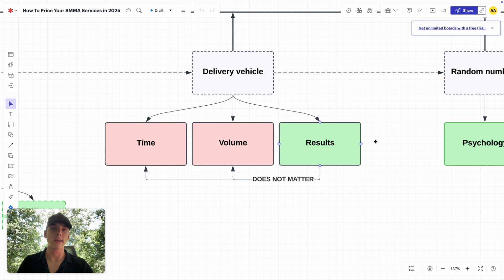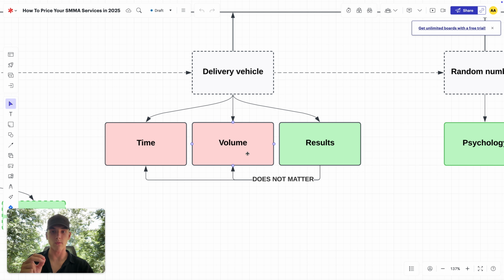This all comes back to the performance model, where you charge based on the results that you bring, because you don't want to be limited by your time or by your output. If it only takes you 30 minutes a week to generate an additional $1 million in revenue every single month, and you charge 100K for that, you won't be able to do that in a volume or time-based delivery vehicle, only in a results-based one.